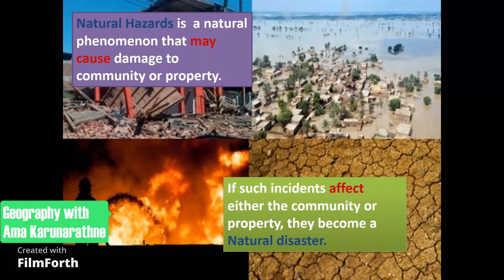Now let's see the difference. See the words that I have marked in red color: may cause and affect. There's a vast difference between these two terms. Natural hazard is a natural phenomenon that may cause damage to community or property. What is may? May as in that has not happened yet. There's a possibility of that happening.